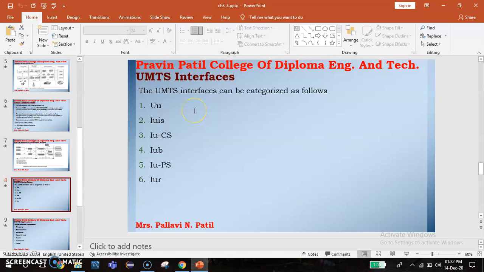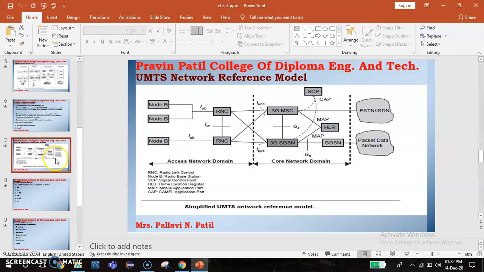UMTS interfaces can be categorized as follows: Uu, Iu-CS, Iu-PS, Iub, Iur. These are the interfaces of the UMTS architecture. Let us see them one by one.